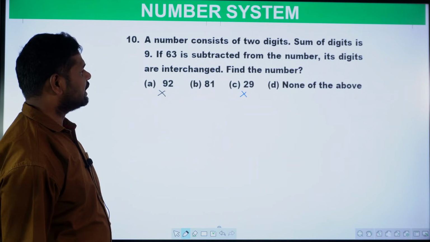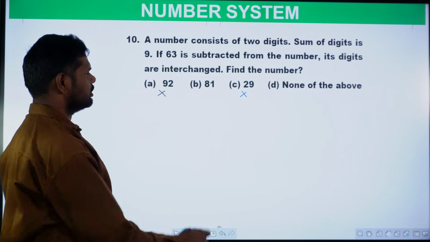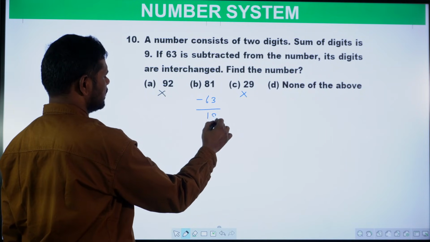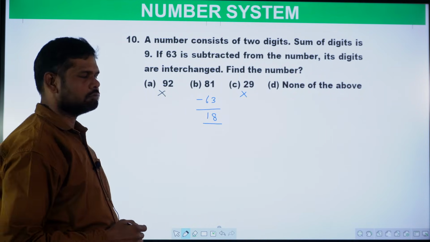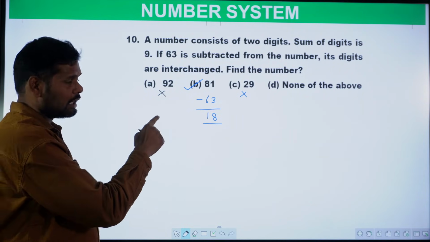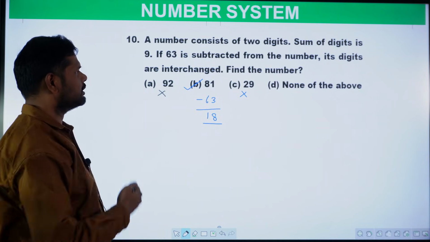If 63 is subtracted from the number, its digits are interchanged. Take 81 and subtract 63. What is the resultant? 18. Yes. 8 plus 1 is 9, and 18 is the interchanged number. 81 reverse means 18. So it satisfies. So 18 is the answer.